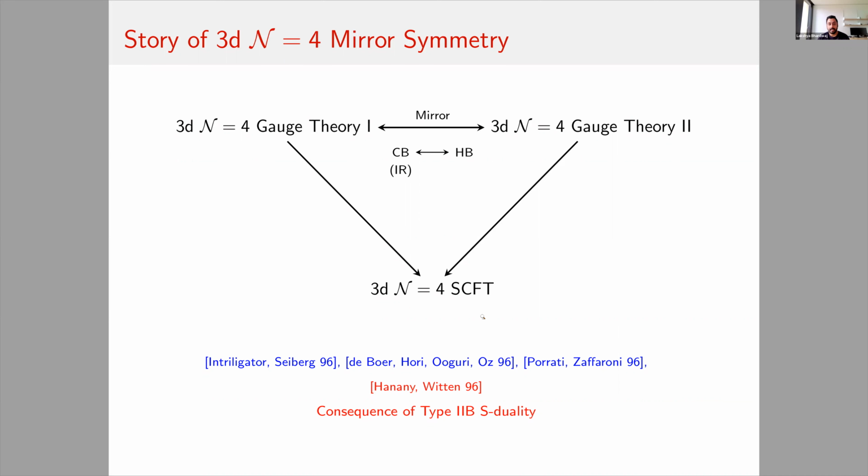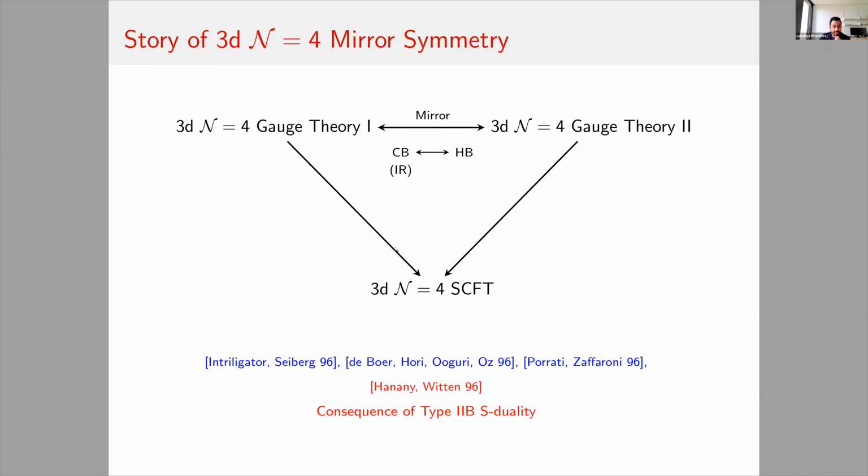More crucially, when they flow to this conformal theory, they flow up to an automorphism. So the Coulomb branch and the Higgs branch of these two theories are interchanged. And crucially, it's the infrared physics on the Coulomb branch that is exchanged with the physics on the Higgs branch, and vice versa.